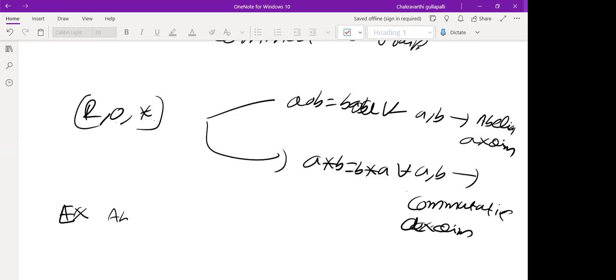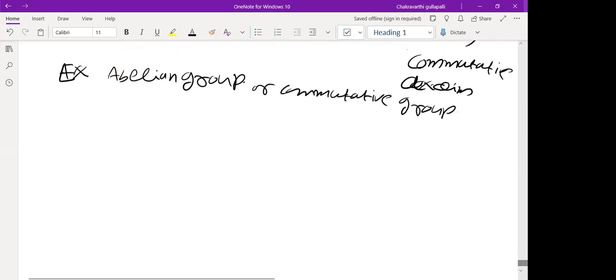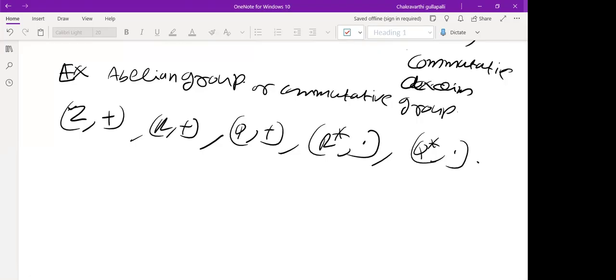So what are the examples of abelian groups, or commutative groups? Every commutative group is a group, but every group need not be commutative or abelian. So what are the examples of abelian or commutative groups? Z comma plus, R comma plus, Q comma plus, R star comma dot, Q star comma dot are all examples. And m by n matrices with respect to plus are abelian, since a plus b equals b plus a.